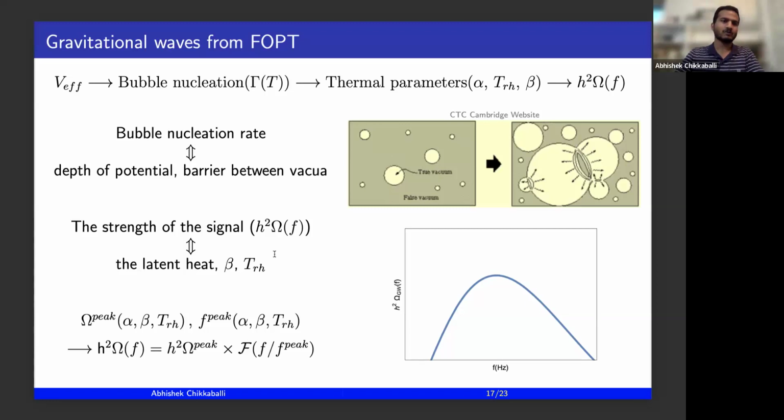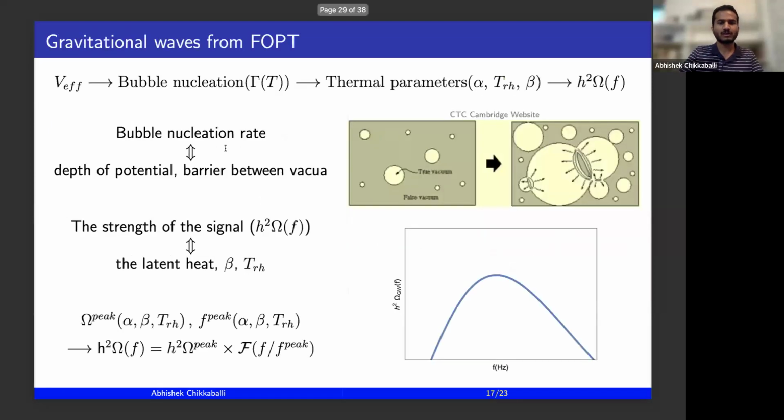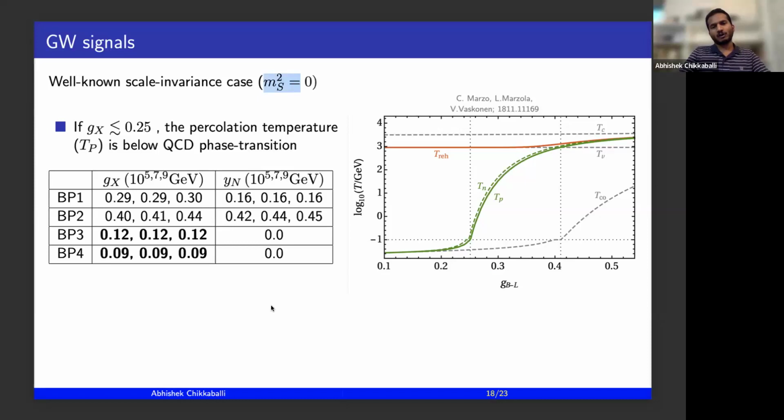Now that we have these methodologies, we can try to see if we have gravitational wave signals. And particularly, first, we will consider the well-known scenario of classical scale invariance, where this mass parameter in the Coleman-Weinberg tree-level part is set to 0. Here, this model is well studied, and there is a direct correspondence between the gauge coupling and the temperature at which the phase transition completes, which is characterized by this percolation temperature Tp.